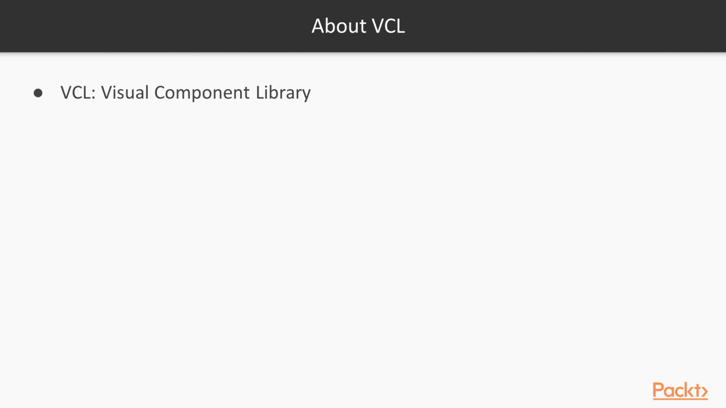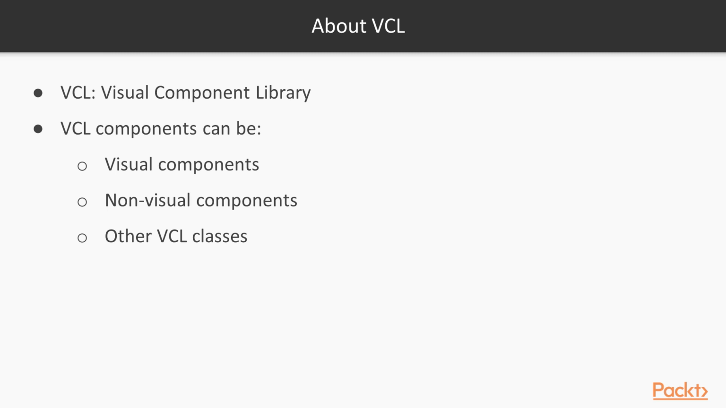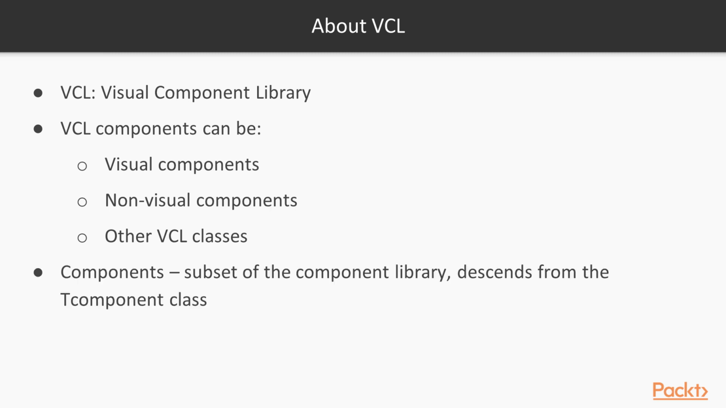VCL is an acronym for the Visual Component Library. It represents a set of visual components for rapid development of Windows applications in the Delphi language. VCL contains a large variety of visual, non-visual, and utility classes for various tasks. Components in general are a subset of the component library that descend from the class TComponent. You can place components on a form or a data module and manipulate them at design time.